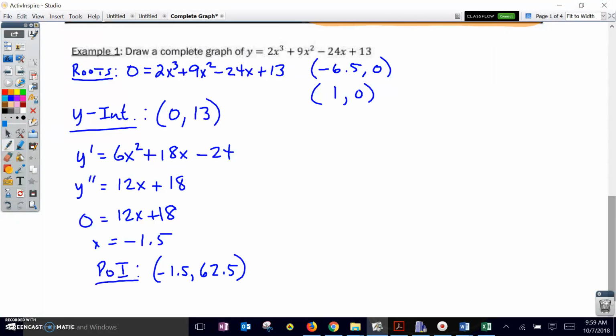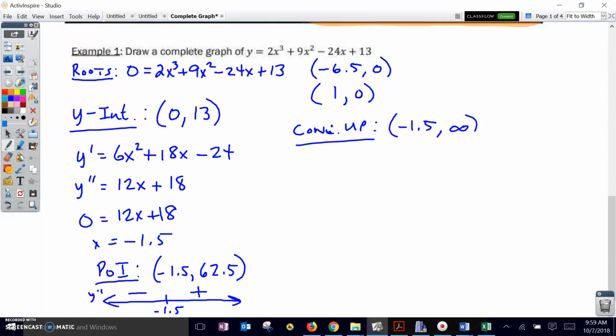And we can get our intervals of concavity as well here. Well, let's make a sign chart for the second derivative. And it's positive to the right and negative to the left. So it's concave up on the interval from negative 1.5 to infinity. It's concave down on the interval from negative infinity to negative 1.5.